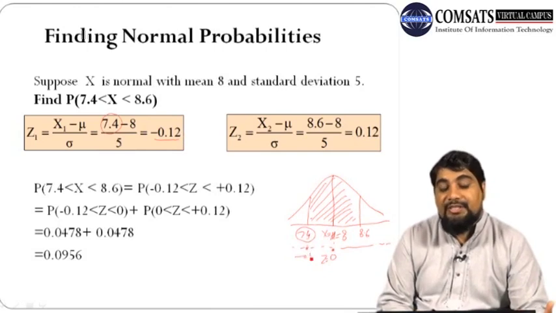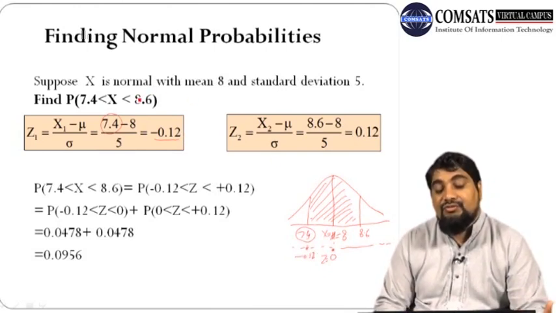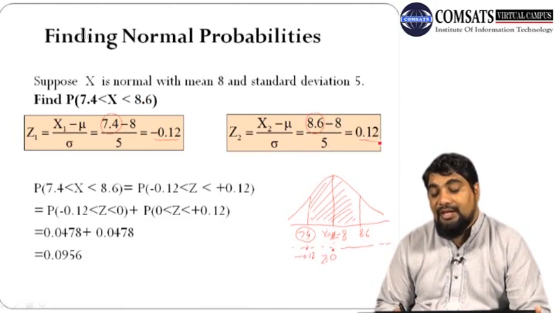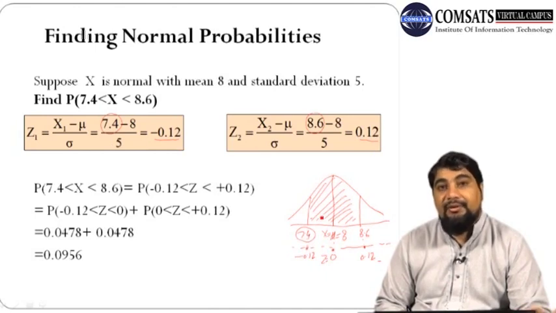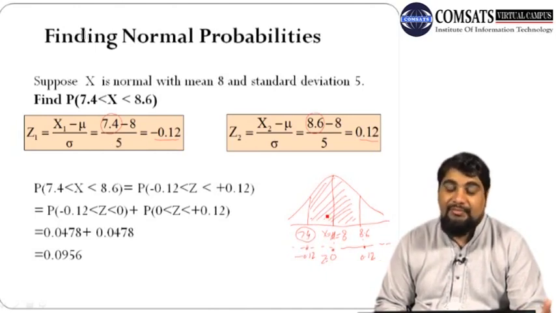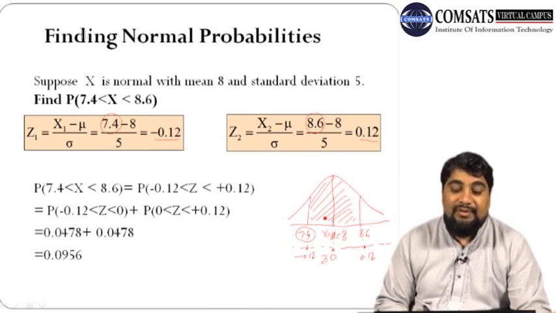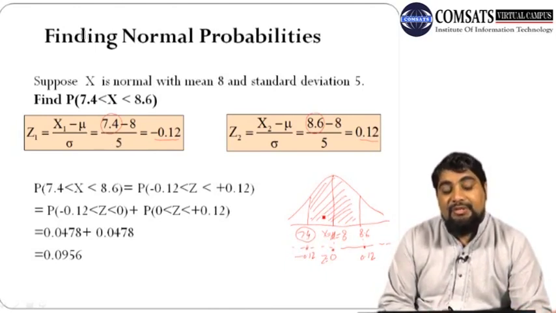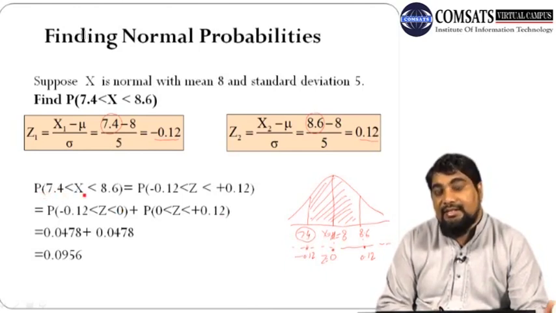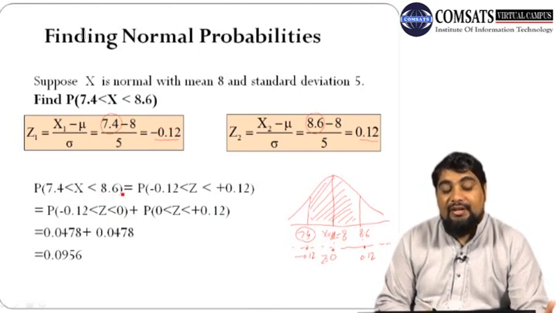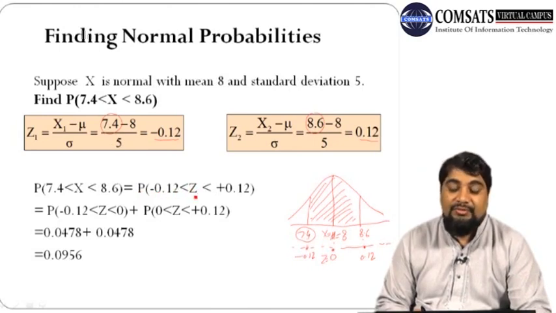And now corresponding to 8.6, again use this formula. So x2 minus mu over sigma, 8.6 minus 8 over 5, we get plus 0.12. So corresponding to this we have 0.12. We are interested in finding the shaded area, but now the variable x has been transformed into the standardized variable z. So the probability that 7.4 is less than x, which is less than 8.6, is written in terms of z as minus 0.12 is less than z, which is less than 0.12.